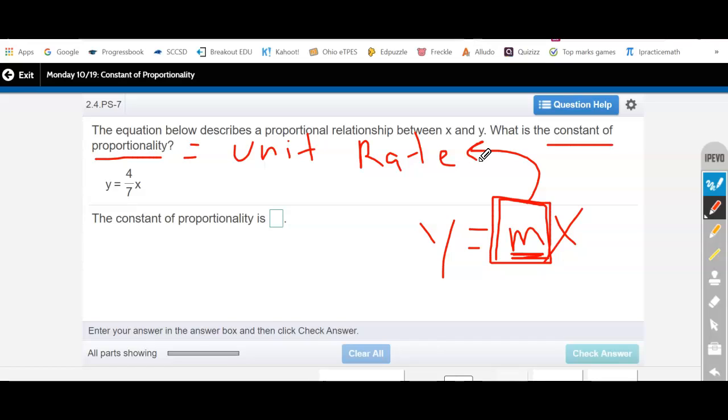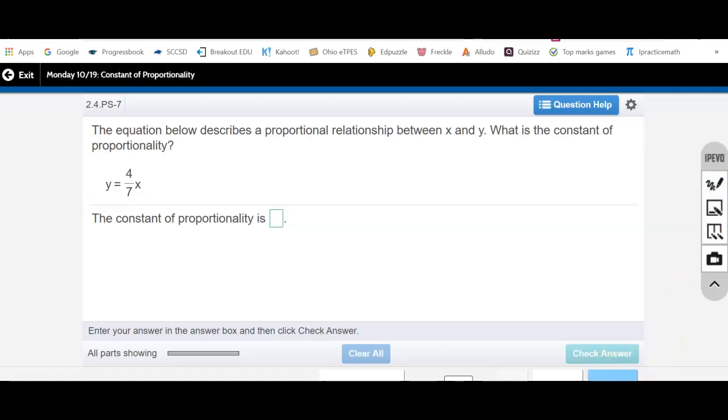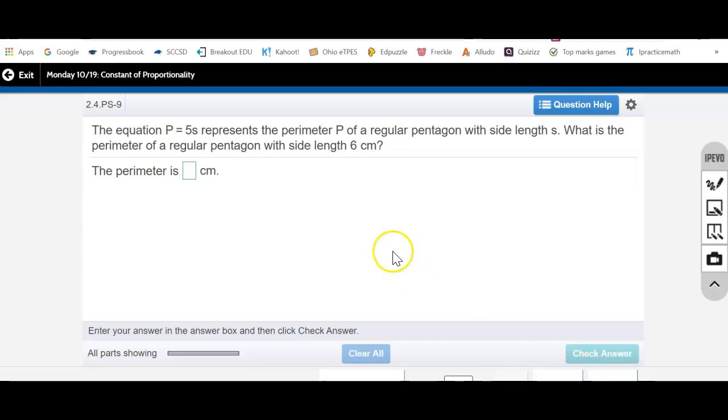So on this one, it just says in this equation, what's the constant of proportionality? It's 4/7. That easy on that one anyways. Even if it's a decimal, constant of proportionality, whatever's sitting in front of the x.